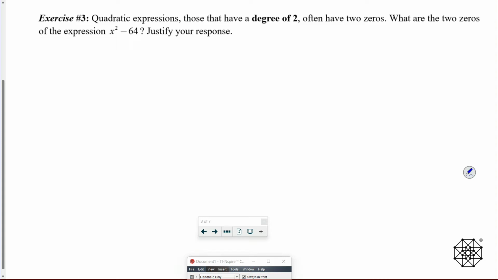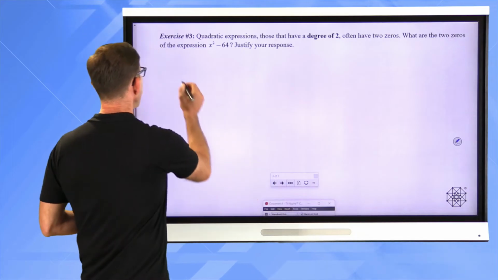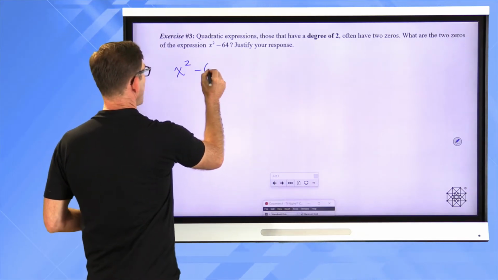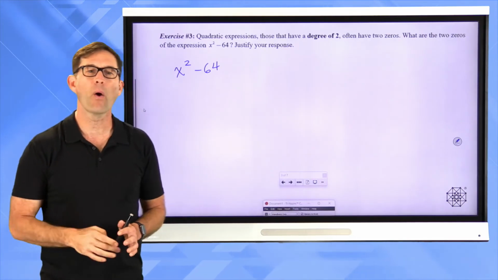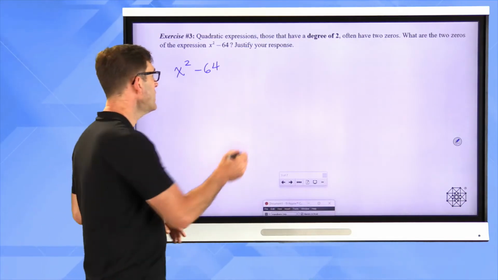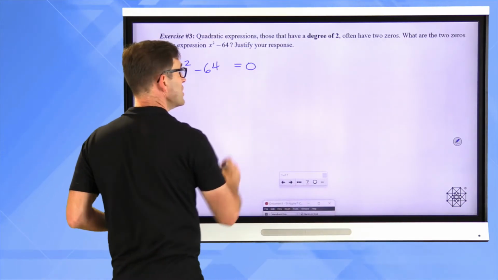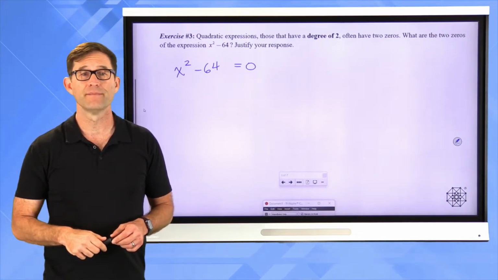Quadratic expressions, those that have a degree of 2, often have 2 zeros. What are the 2 zeros of the expression x squared minus 64? Justify your response. All right, I'd like you to think a little bit about this expression, x squared minus 64, and think about what 2 values of x, if you substitute in here, will end up resulting in this expression equaling 0. Pause the video now and see if you can think about that.